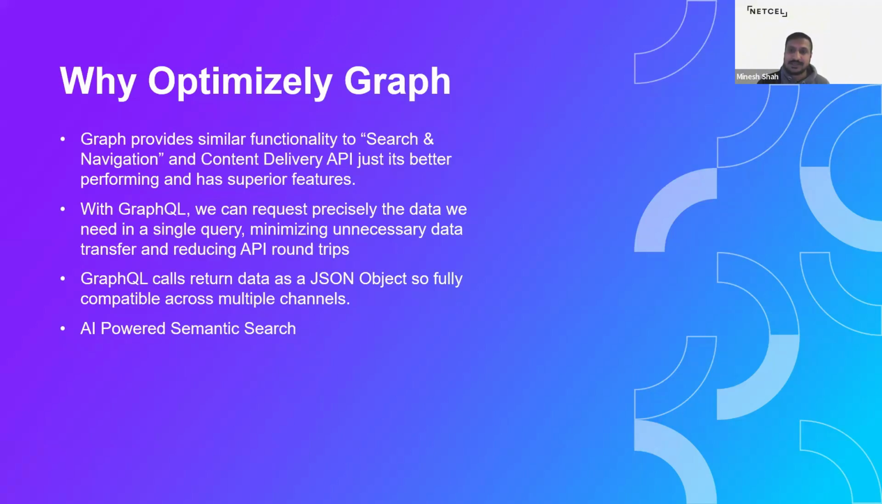As I mentioned, in a single query, you can ask exactly what you want. So again, minimizing unnecessary data transfer and reducing API round trips. GraphQL returns data as JSON objects. Basically, JSON objects are industry standard. It's fantastic, which gives you that opportunity to be cross-channel compatible.